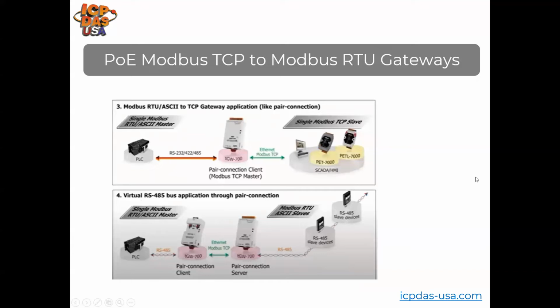The PoE Modbus gateway supports pair connection through Ethernet, so you can put one on each end to pass serial data over Ethernet cabling, or you can allow a single Modbus RTU master to communicate with a single Modbus TCP slave, as the gateway will act as the Modbus TCP master.